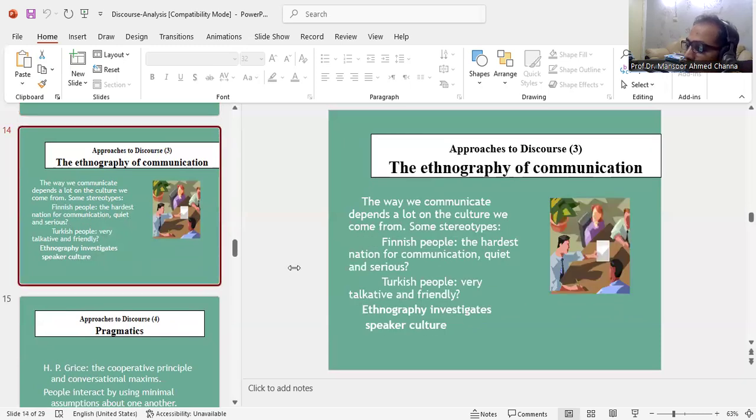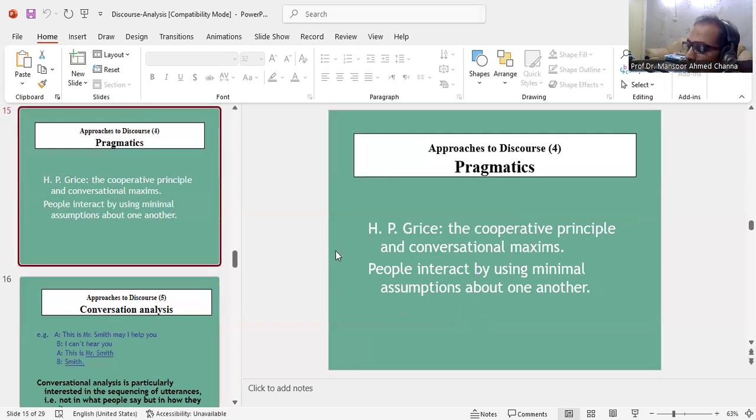Now, the third approach to discourse analysis, the ethnography of communication. The way we communicate depends a lot on the culture we come from. Some stereotypes: Finnish people, quiet and serious, considered a hard nation for communication. Turkish people, very talkative and friendly. Ethnography investigates speaker culture.